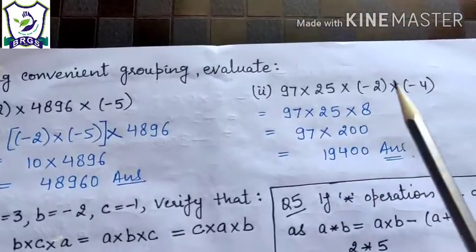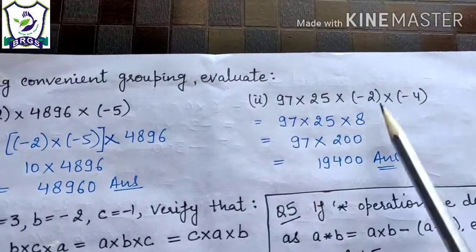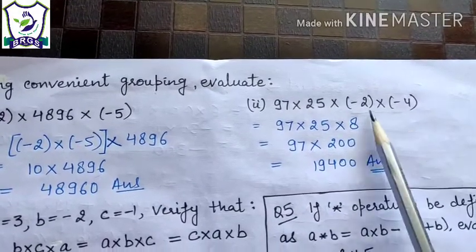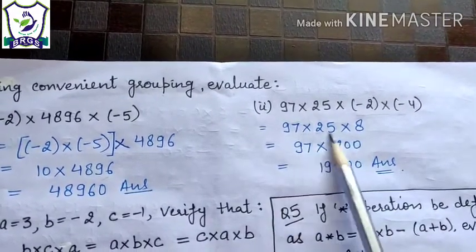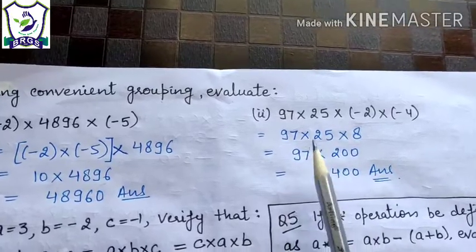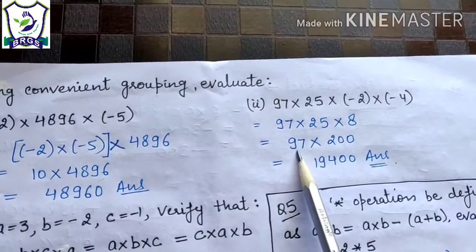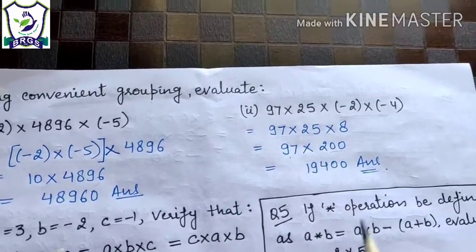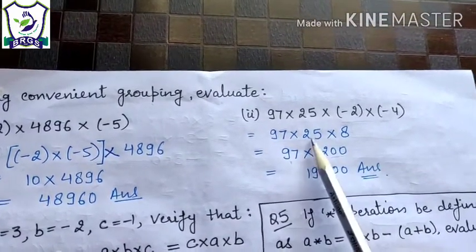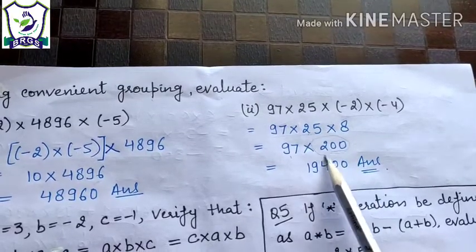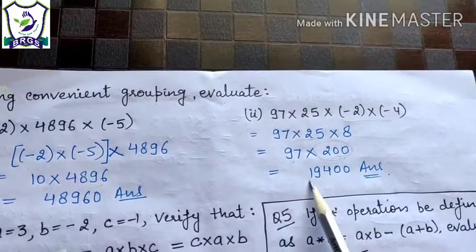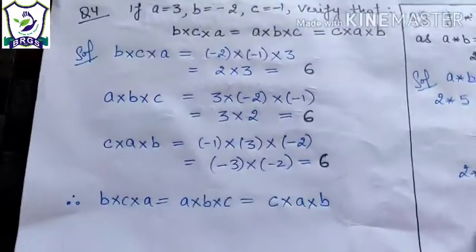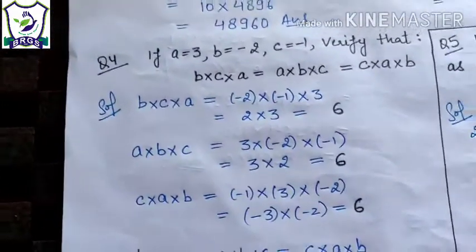Similarly, in this part, minus 2 and minus 4 are negative. We will first multiply these two integers so that it will become positive, and 2 4s are 8. These two terms are same. Now, 97 I have written as it is. 25 into 8 will give 2 zeros in the end, so that calculation will be simple. So we will multiply 25 into 8. It is 200. 200 into 97 is 19,400. This is your answer. Then see one more question.